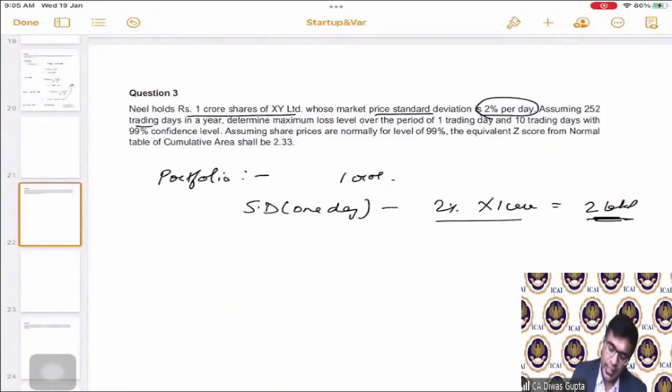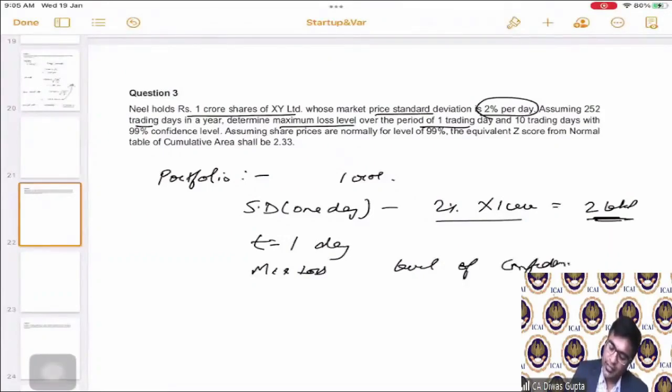Assuming 252 days trading in a year, determine the maximum loss level over a period of 1 trading day. So time horizon is 1 day. They are asking for maximum loss, that means level of confidence is required, because level of confidence will give you the maximum loss. Level of significance will give you the minimum loss, correct?